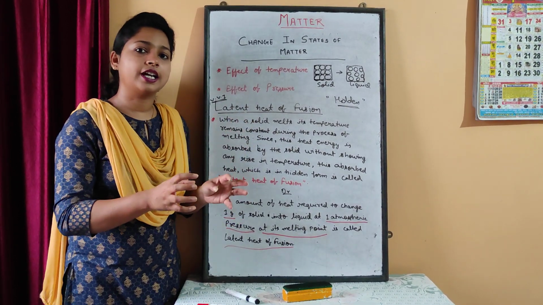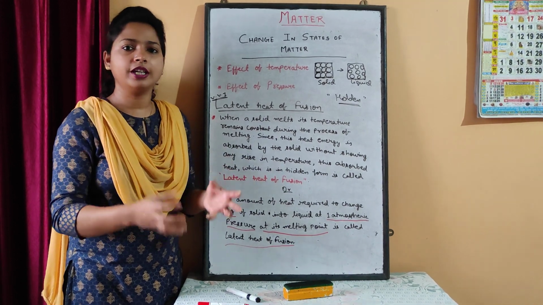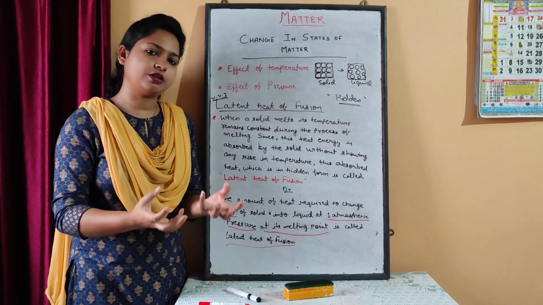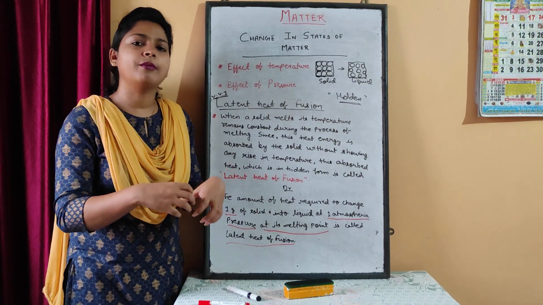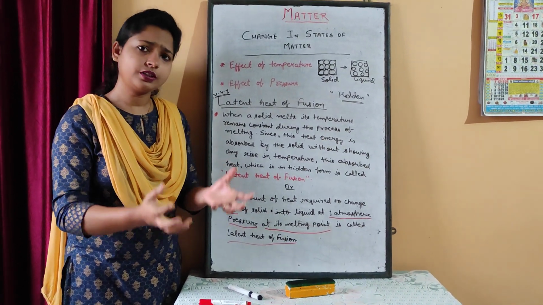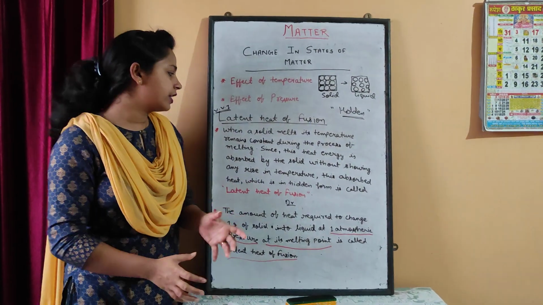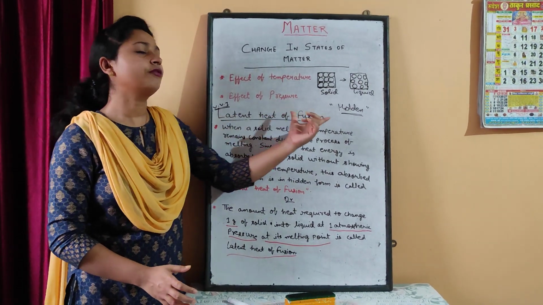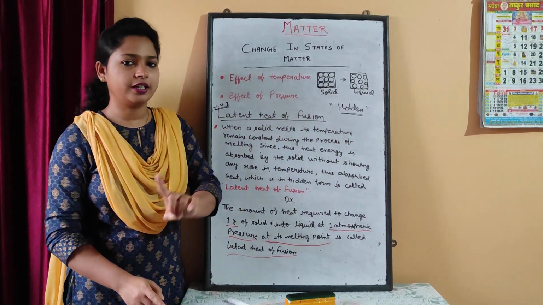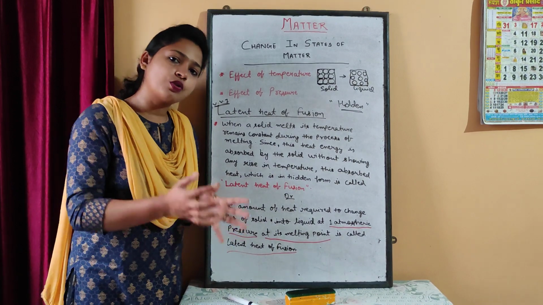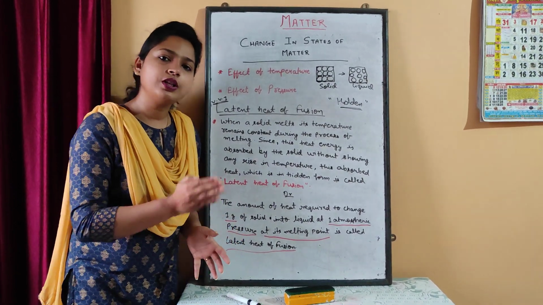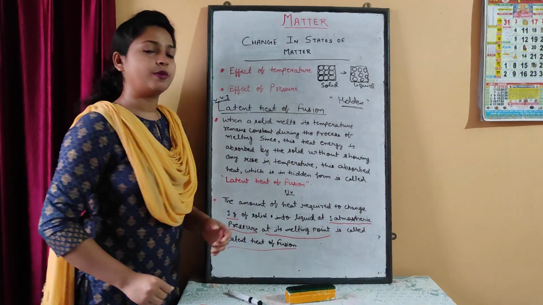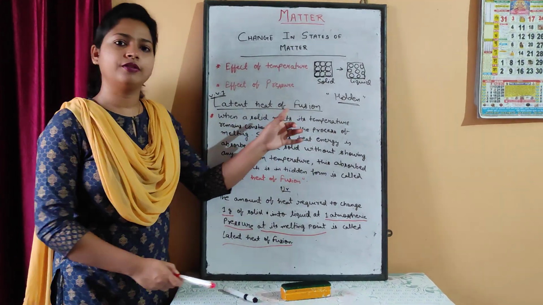The energy goes and gets absorbed between the solid particles, and the solid particles absorb it and keep it in hidden form, right? That hidden or stored energy is called latent heat of fusion. Since this energy, which is in the hidden form, is stored in the solid particles during the process of fusion, that's why it is called latent heat of fusion.